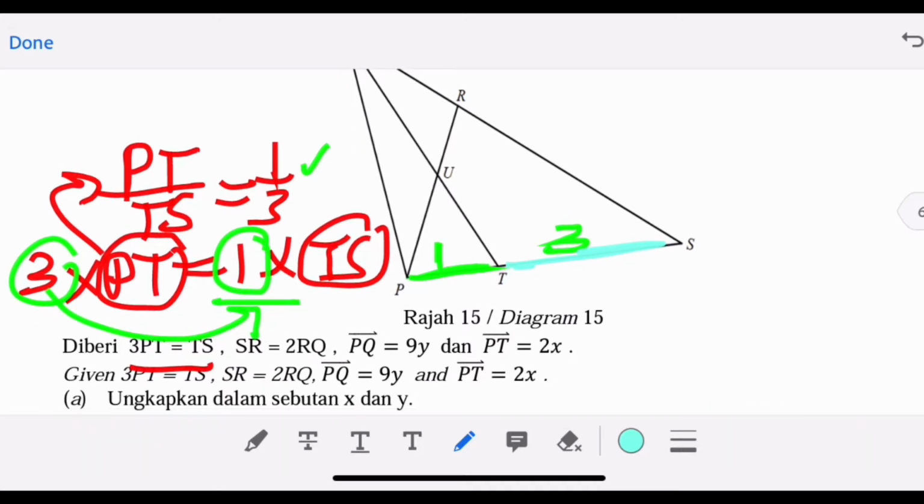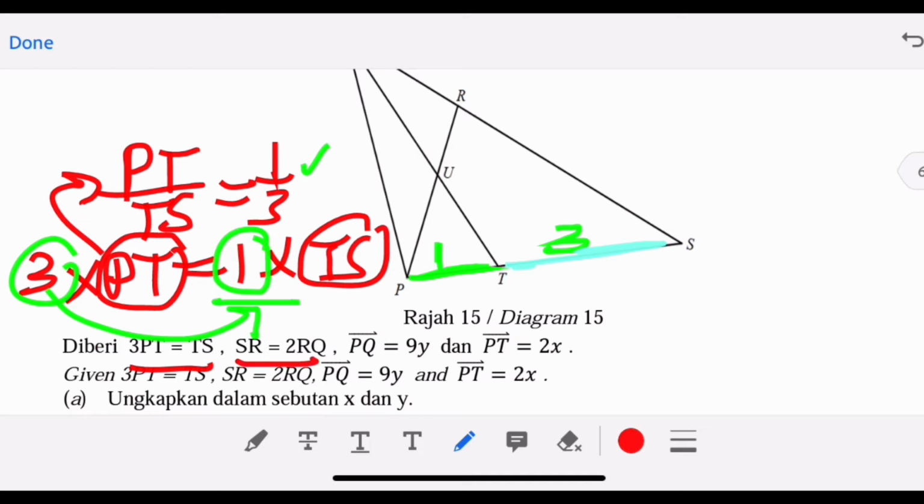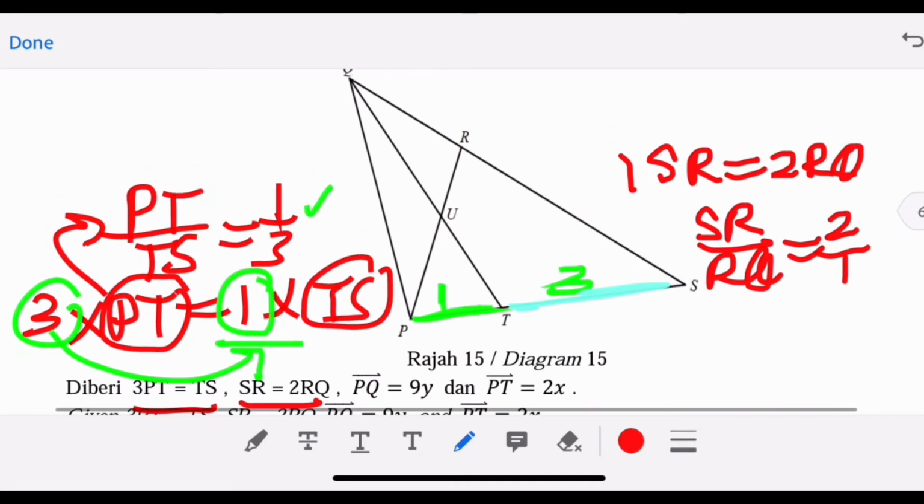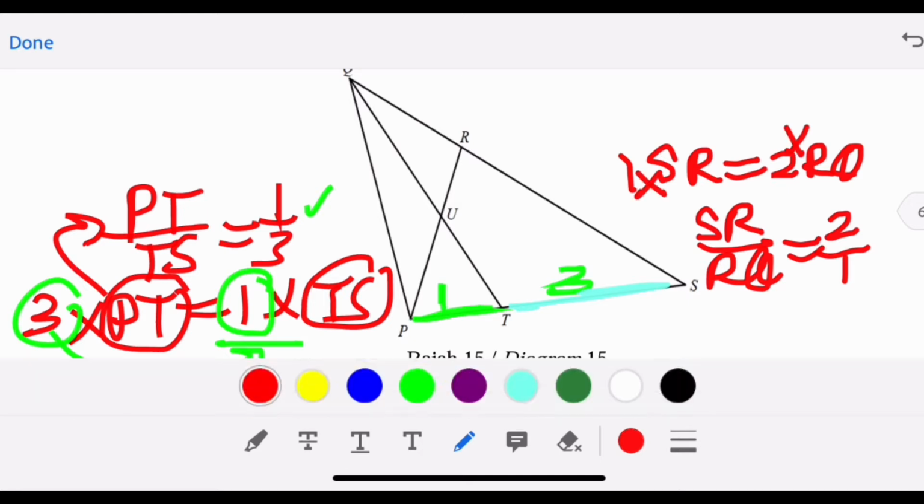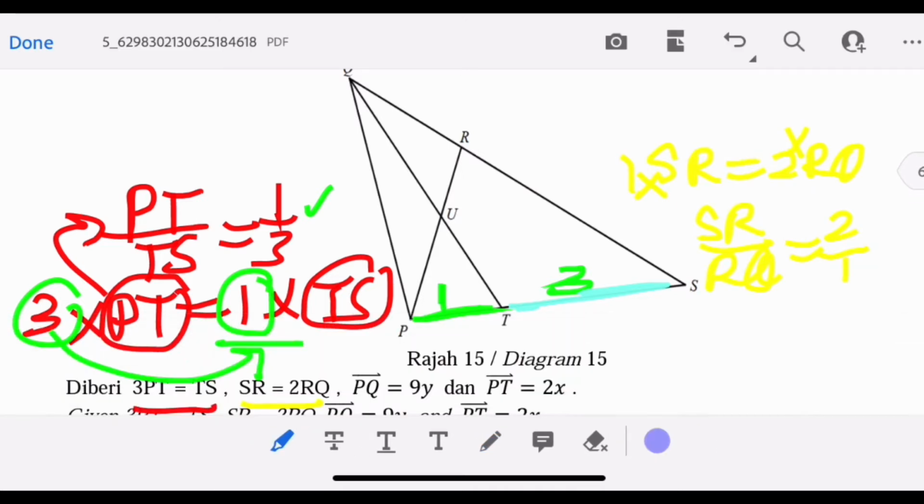And then another one is we have SR equal to 2RQ. It means that SR over RQ is 2 to 1. By using cross multiply, I get the ratio. This is multiply, this is multiply. So I'm going to show you why it is 2 over 1.